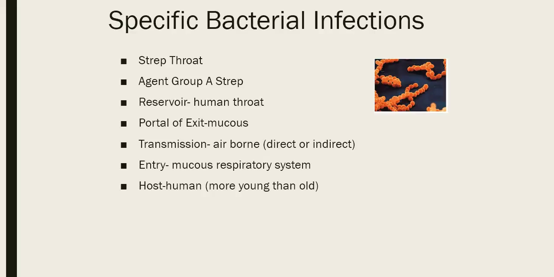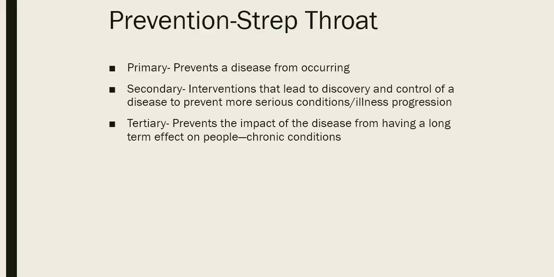The reason why I have indirect or direct is that some people list airborne as direct transmission and some people list it as indirect. It enters the host through the mucous respiratory system, and the host is human, and they're younger more often than older. So that goes through the chain of infection. Here are the steps of prevention with strep throat.